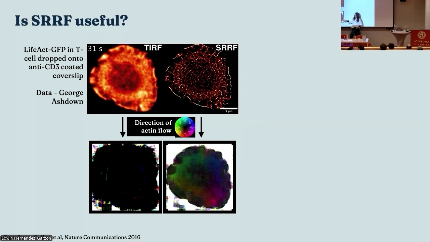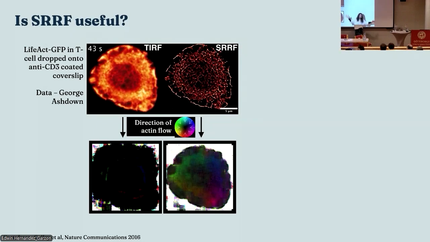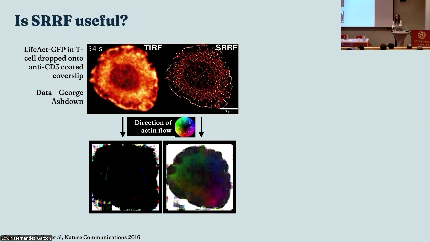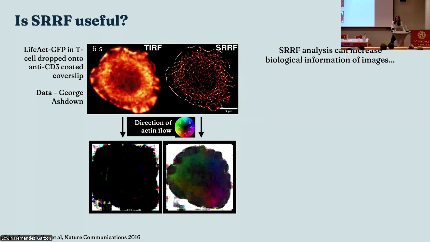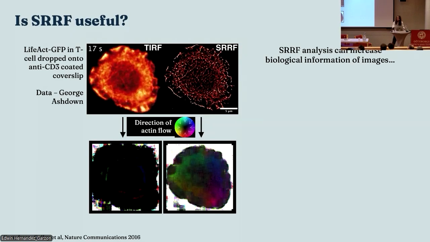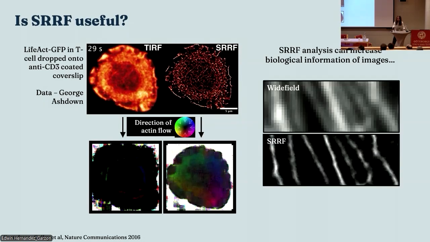Whereas here, we've kind of recapitulated this color map, which is telling us that actin is flowing towards the center of the cell. Fantastic, SURF's really useful, great, everyone should use it. Okay, so it can increase the biological information in your image. But I'm going to show you another image, and this is one that we used to use in presentations all the time, just as a demonstration of how the algorithm works.